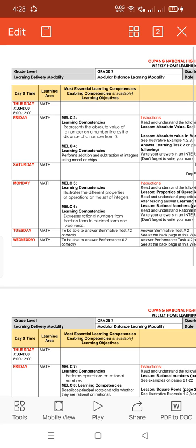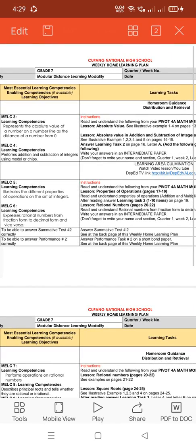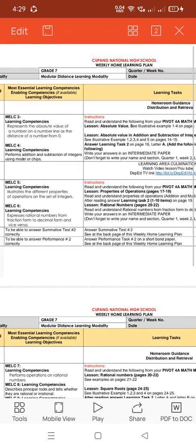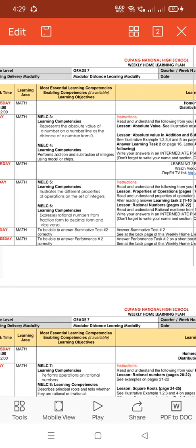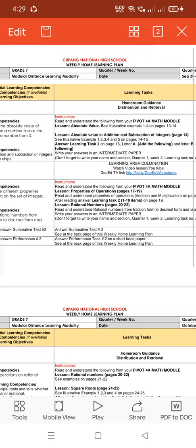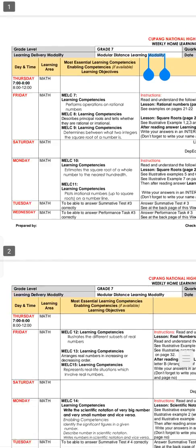Tuesday, you're going to answer your summative test number 2 correctly. Answer summative test number 2 on one whole sheet of paper. Wednesday, you're going to answer your performance task number 2 correctly. Answer your performance task number 2 on a short bond paper. That's it for week 2.